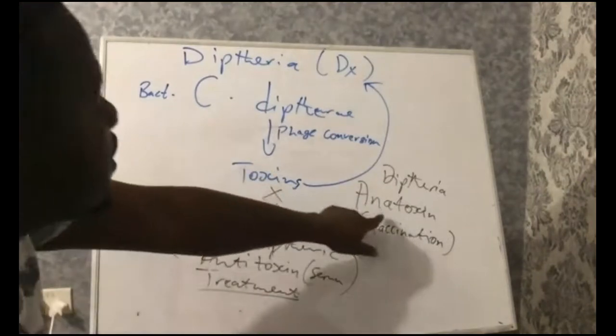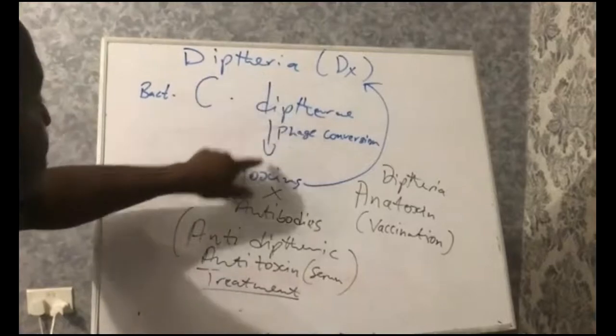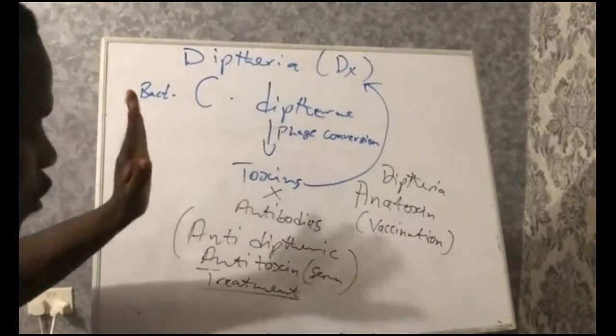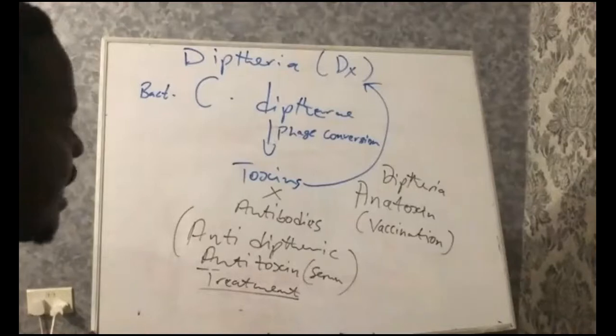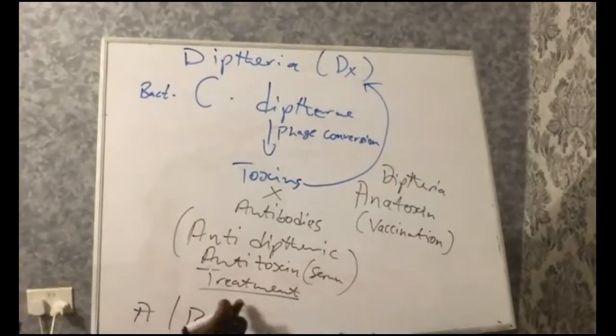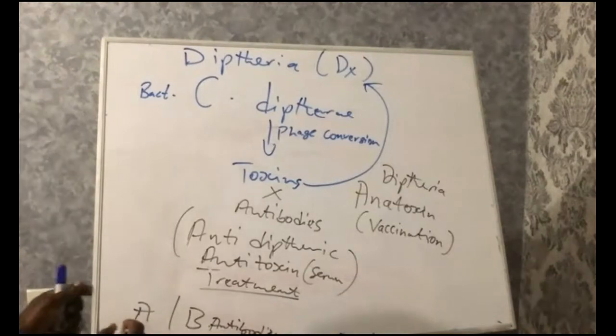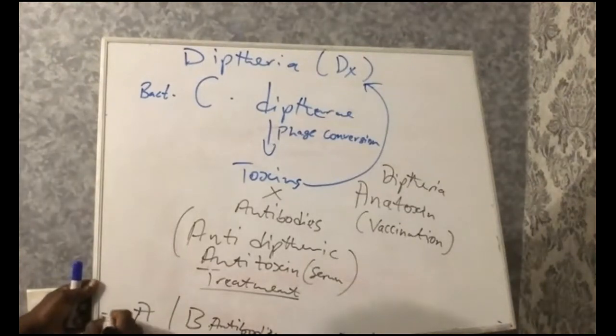The anatoxin is the toxin part of the toxin that the diphtheria has produced, all right. But that toxin has an A part and a B part. So just take the A to be the active part and the B to be the binding part. This B helps in the production of antibodies, okay? And this A will help in causing the disease, okay?